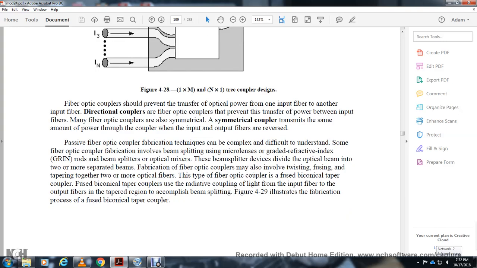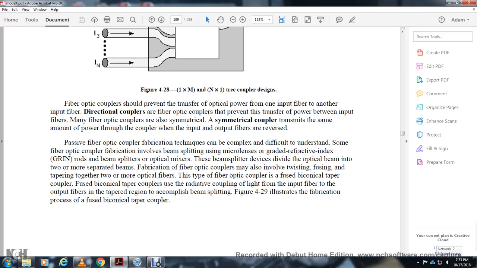Passive fiber optic coupler fabrication techniques. Some fiber optic coupler fabrication involves beam splitting with a micro lens, graded refractive index rods, and beam splitters. The optical mirror of the beam splitter devices divides the optical beam into two or more separated beams. Fiber optic coupler fabrication may also involve twisting, fusing, and tapering together two or more optical fibers.